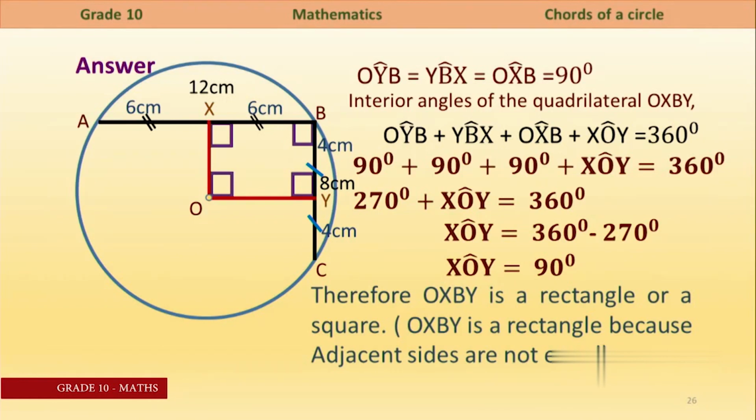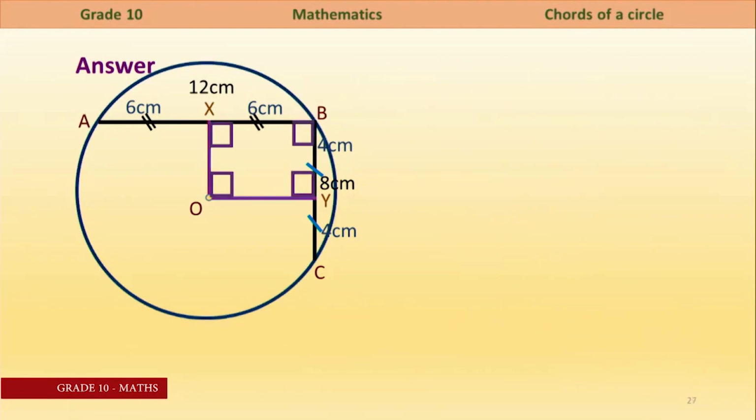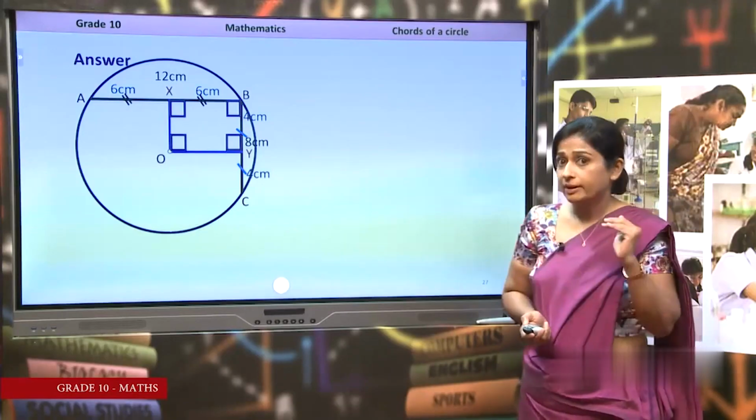But we should recognize this quadrilateral is a rectangle. Why? Because the adjacent sides are different. In a square, all sides are equal. In a rectangle, adjacent sides are different. So we identify this OXBY as a rectangle.